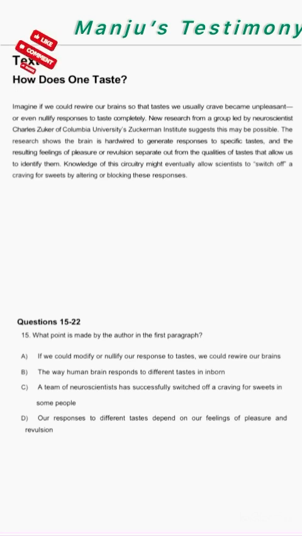So let's see from the text. Does any sentence say something like this? The research shows the brain is hardwired to generate response to specific taste, and the resulting feeling of pleasure or revulsion separate out from the qualities of taste. So the research shows the brain is hardwired to generate response to specific taste, meaning the brain is already designed to respond automatically to specific taste. So that sentence is perfectly matching with option B. So let's keep it on standby. We cannot confirm it right now because we still have options C and D to eliminate. Then only we can fix B as the right answer. So let's read option C.